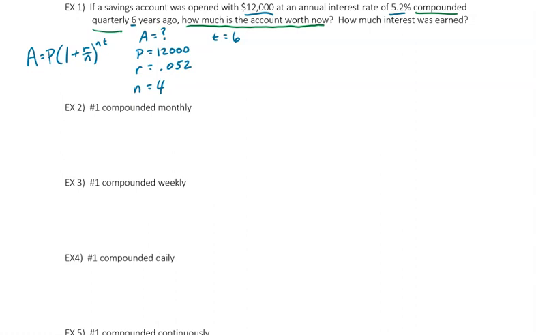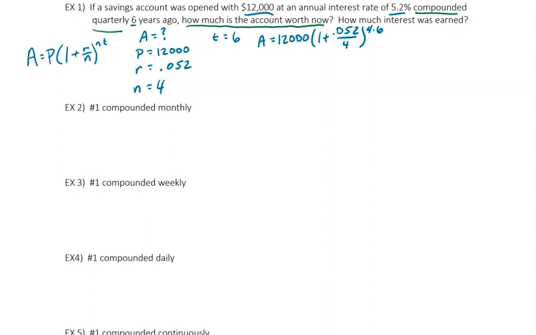So we're just going to plug all of this in. So we know A equals 12,000 times 1 plus 0.052 over 4 raised to the 4 times 6. The good news is we don't have to solve for anything here. A is already solved for, it's on the side by itself, so you just get to plug all of this into your calculator.